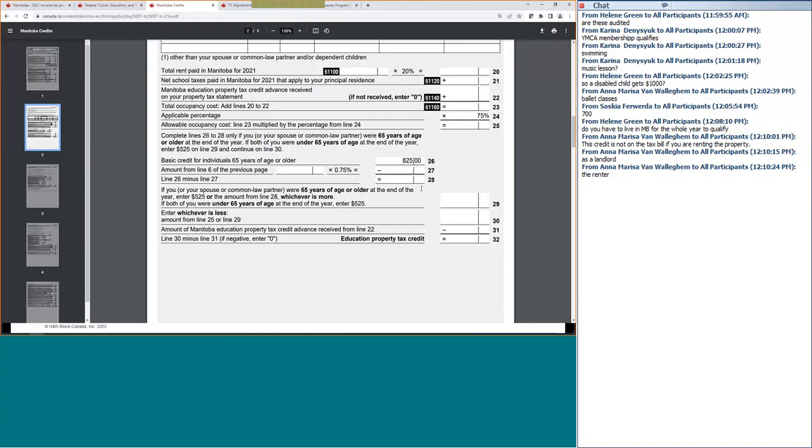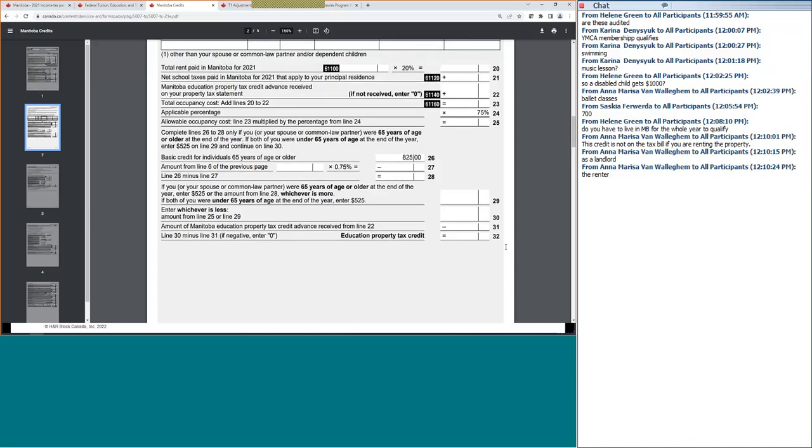This is also relatively new, so if you've been doing these before and you're not comfortable with this area, it's a little bit different now. So there we have a little extra for seniors. Then you're going to take whatever is smaller, line 25 or line 29. Okay, and then the amount you already received in advance is going to come here. So if you've already gotten the credit, it's going to wipe it back out again, and that gives you the education property tax credit.